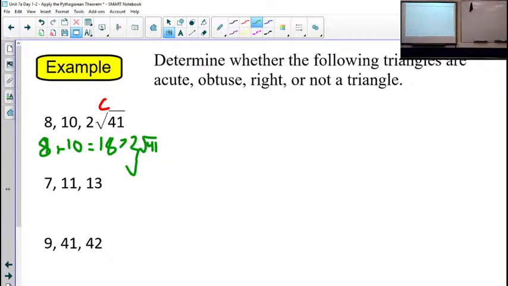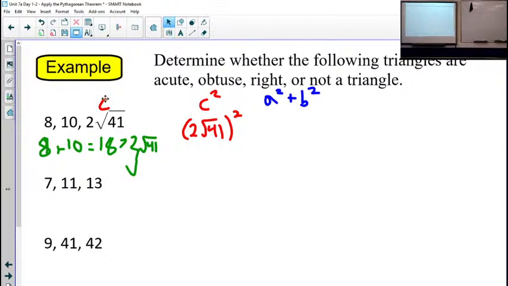Now, c squared goes on the left. A squared plus b squared is going to go on the right, and they're going to face off. Here we go. C squared. C is my longest side, which is 2 square root of 41, squared. That is on the left. On the right, we have a squared plus b squared. That's going to be 8 squared plus 10 squared.